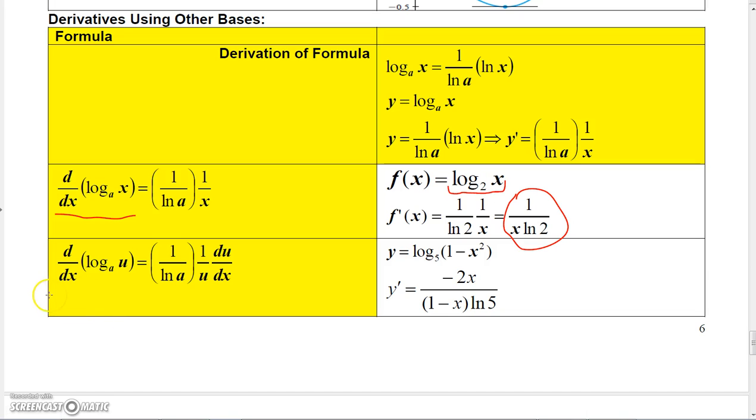And then if I had log of a function of x base a, then that's going to be 1 over the natural log of a times 1 over u times u prime. So if I want the derivative of log of 1 minus x squared base 5, then that's going to be 1 over natural log of 5, so there's the natural log of 5, times 1 over u, which would be 1 over 1 minus x squared, the square got left off there, and then times the derivative of 1 minus x squared, which is minus 2x.